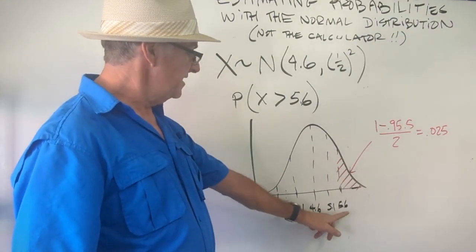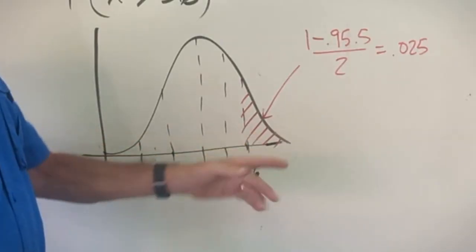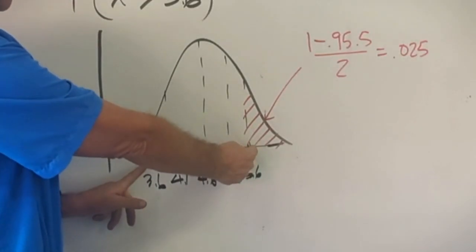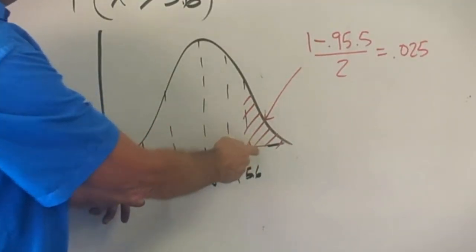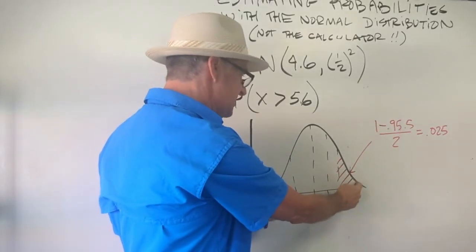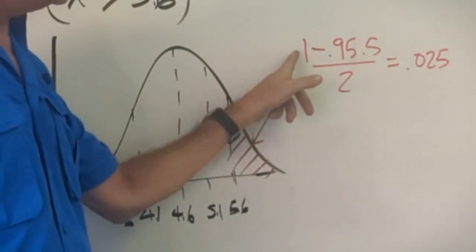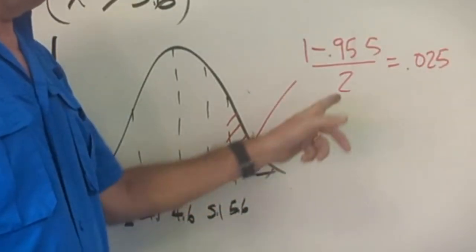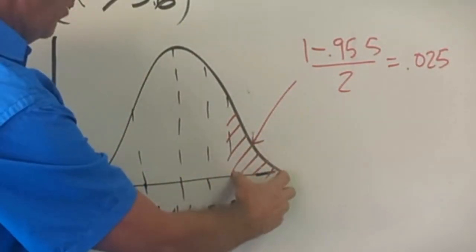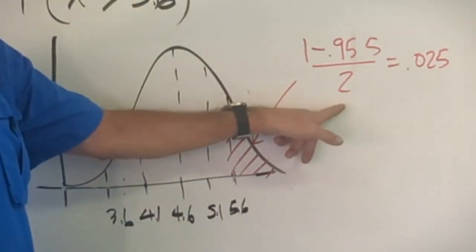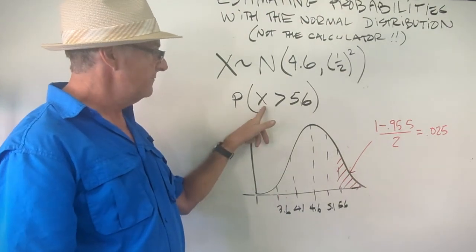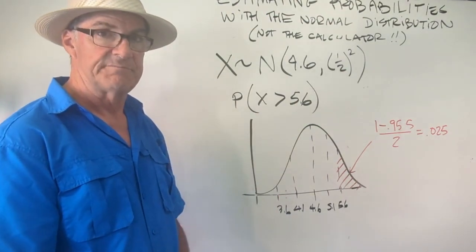Okay, greater than 5.6 is this little area there. Now, here's what I noticed: I've got 95.5% of my data in here. So that means that 1 minus 95.5 is what's left for these two tail ends. So that's what I wrote here, 1 minus 0.955. And then that number is going to be divided by 2 because part of that is here and an equal part of that is there. So I've got to divide that by 2 and I get 0.025 as my probability that random variable x is going to be greater than 5.6.